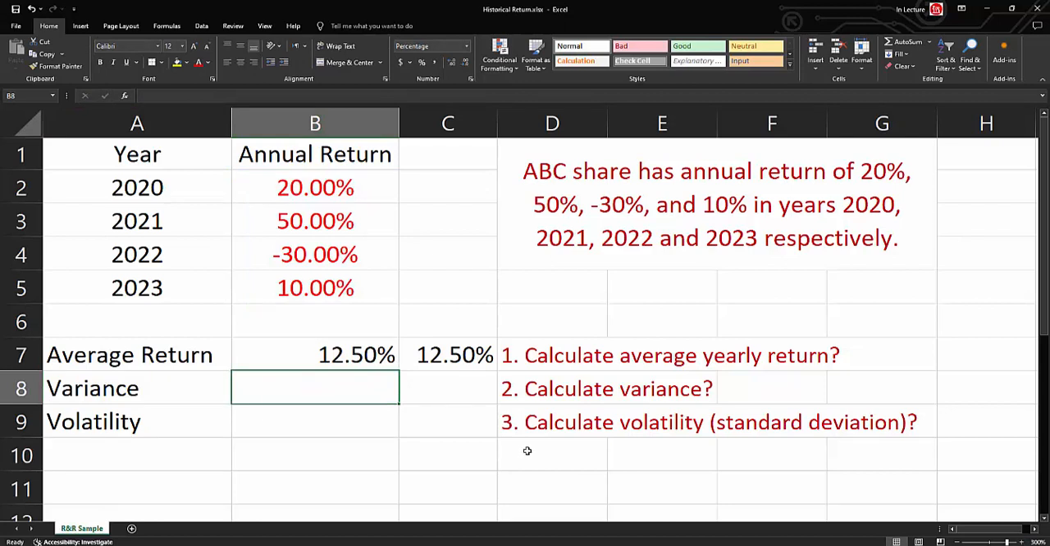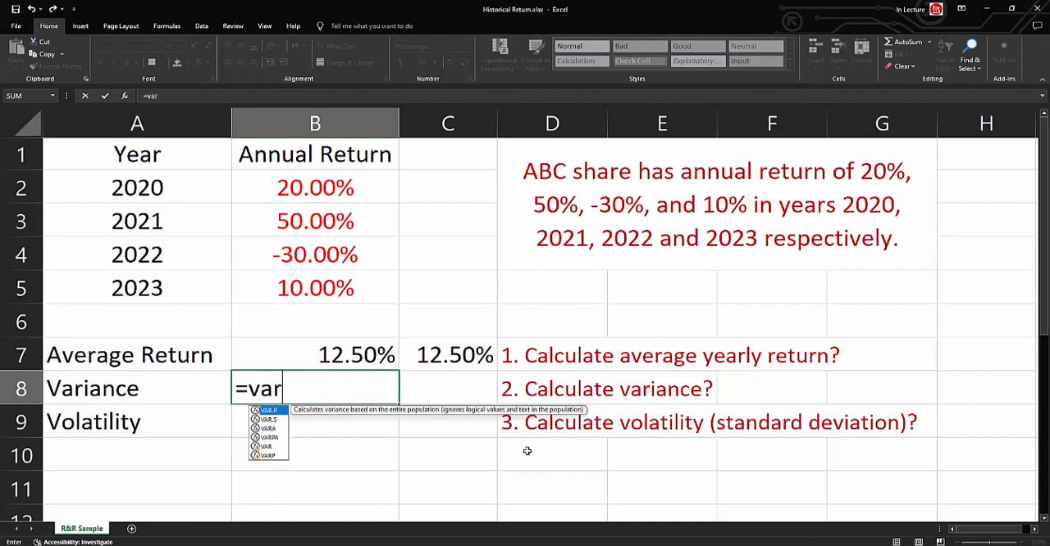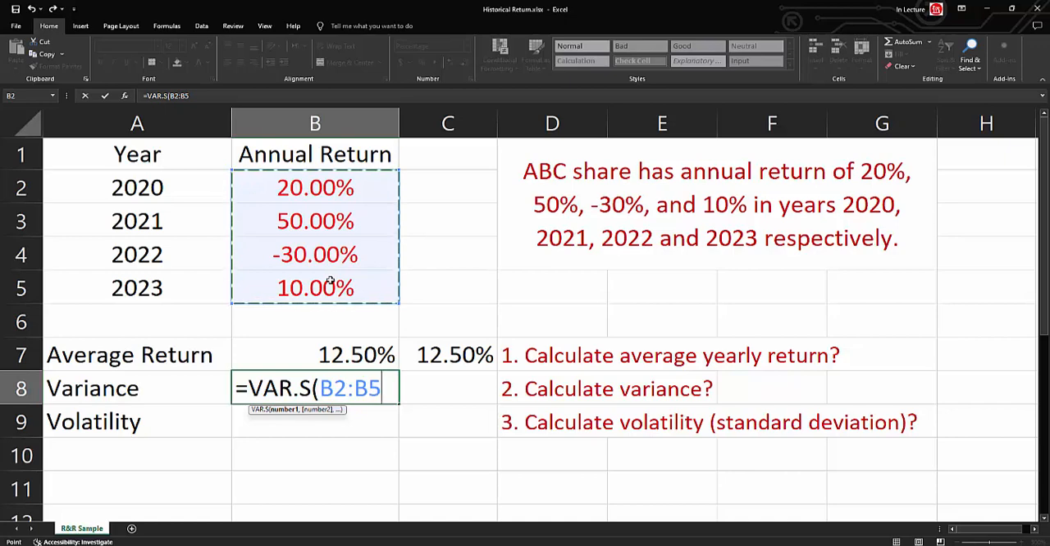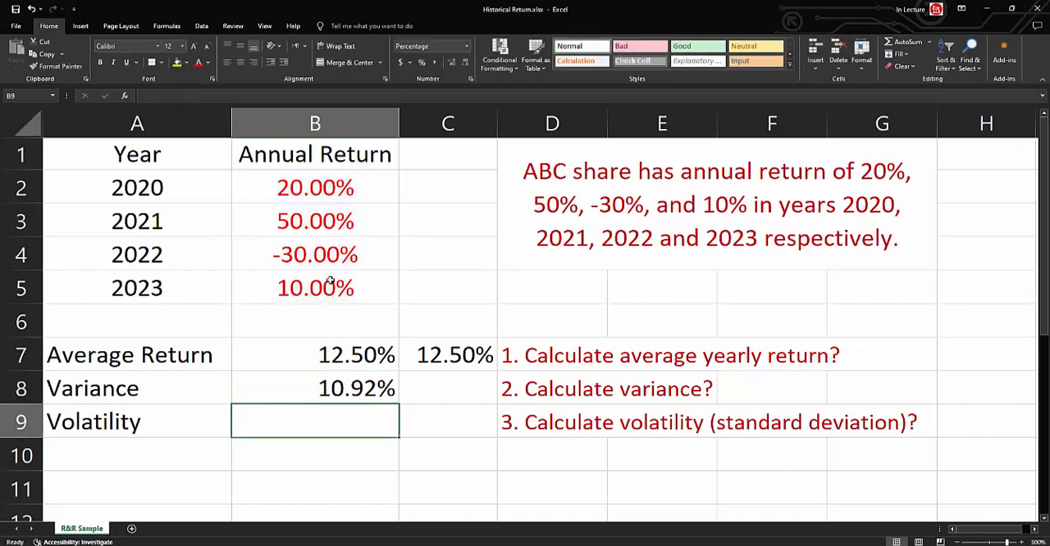Then we would like to calculate our variance. So for our variance, we'll say equal var. We will choose .s. S refers to sample. P refers to population. So here we have sample data. And then we will highlight all our annual returns. Close bracket. So this will give us a variance of 10.92%.